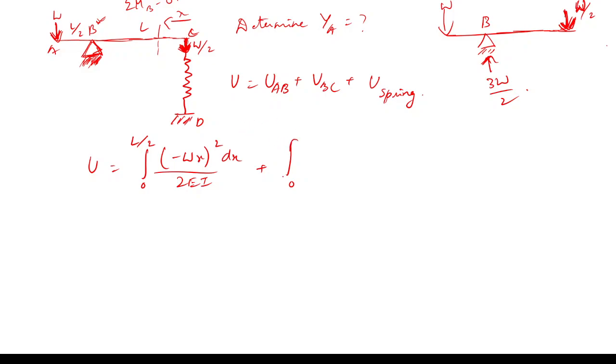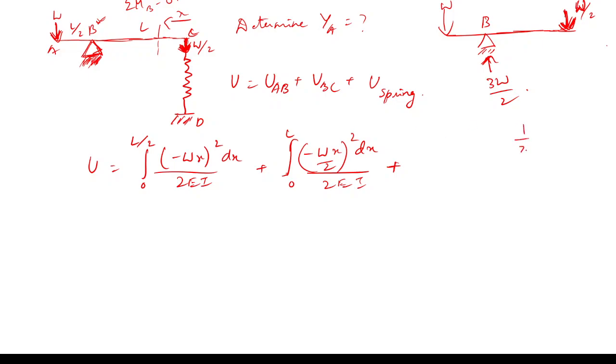So here, 0 to L, minus W into x minus W by 2 into x, the whole square dx divided by 2EI, plus what is the strain energy of the spring? W by 2 into L theta. Yeah, x square. Half k x square, I mean half k x square, which means 1 by 2 into load into delta.